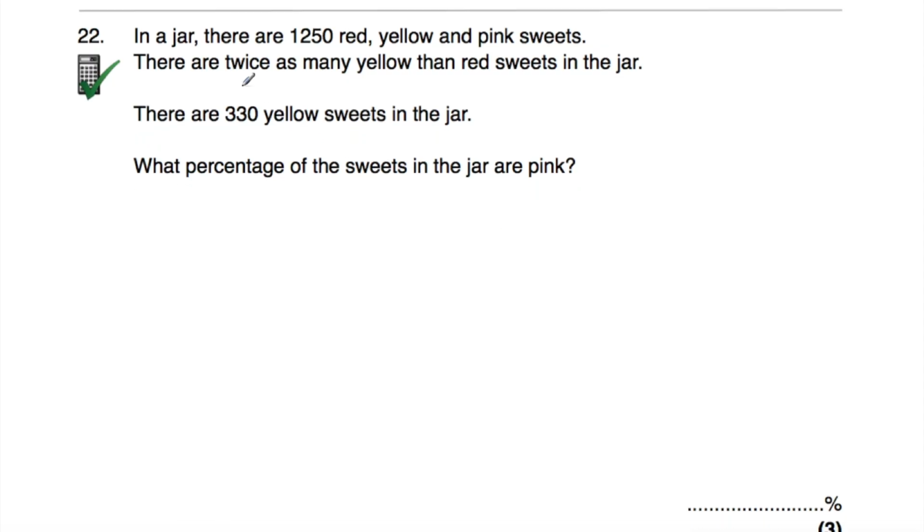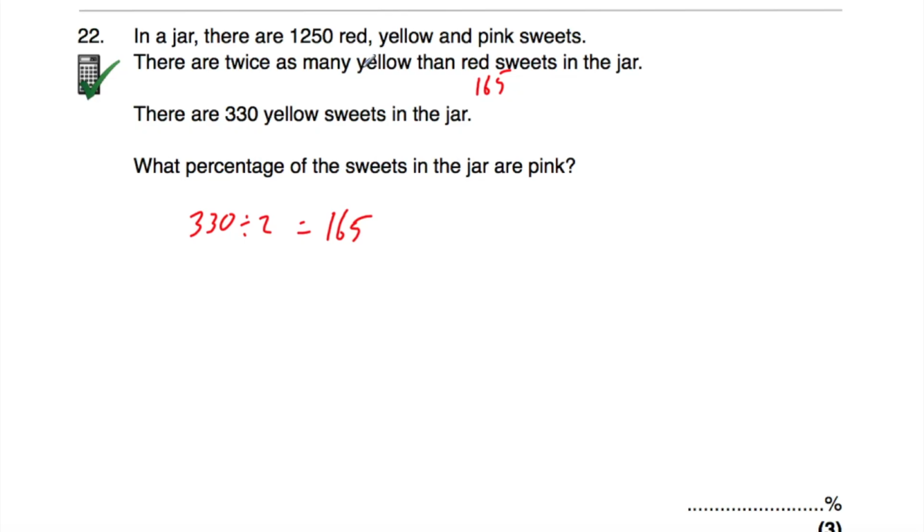So question number 22 says, in a jar there's 1,250 red, yellow and pink sweets. There's twice as many yellow as red sweets in the jar, and there's 330 yellow sweets in the jar. And then the question says, what percentage of the sweets in the jar are pink? Okay, so there's 330 yellow sweets in the jar. And then we're told there's twice as many yellow than red. So if we do 330 divided by 2, that's equal to 165. So that means there's 165 red sweets in the jar.